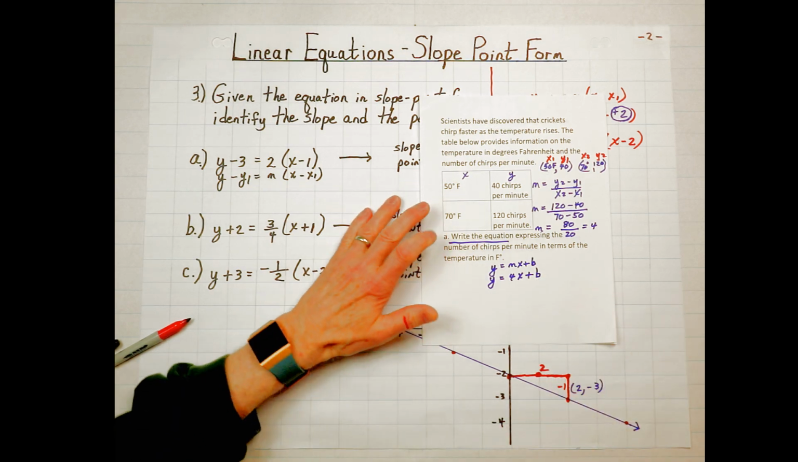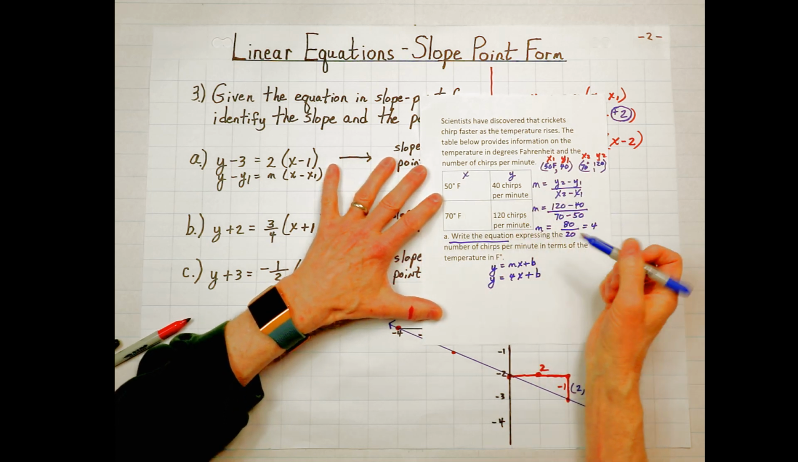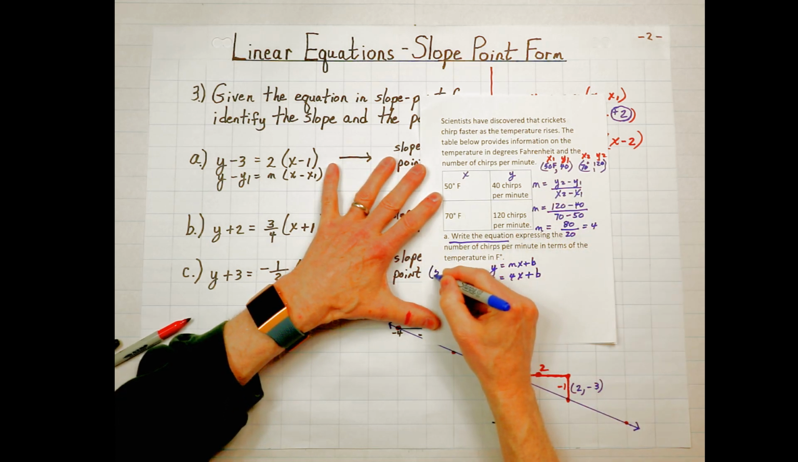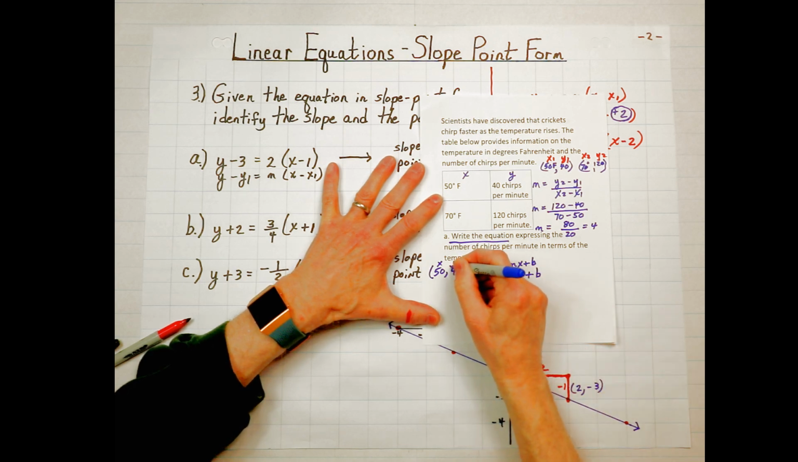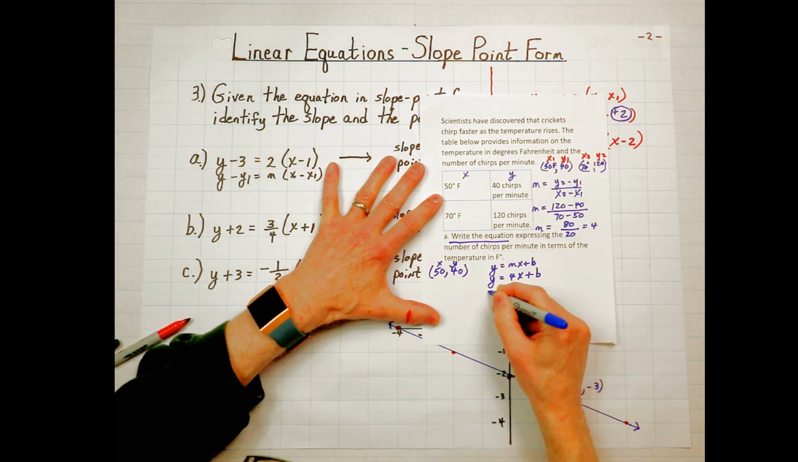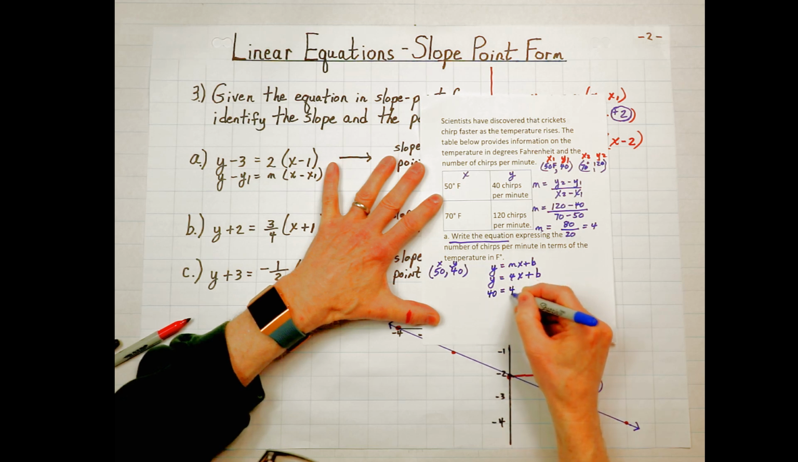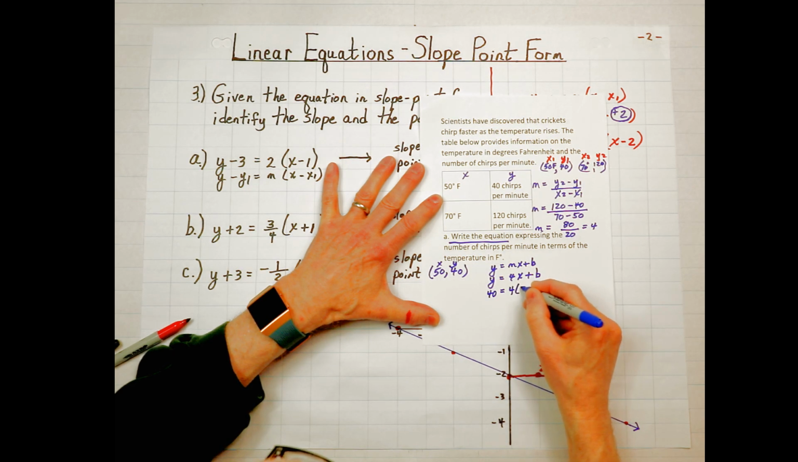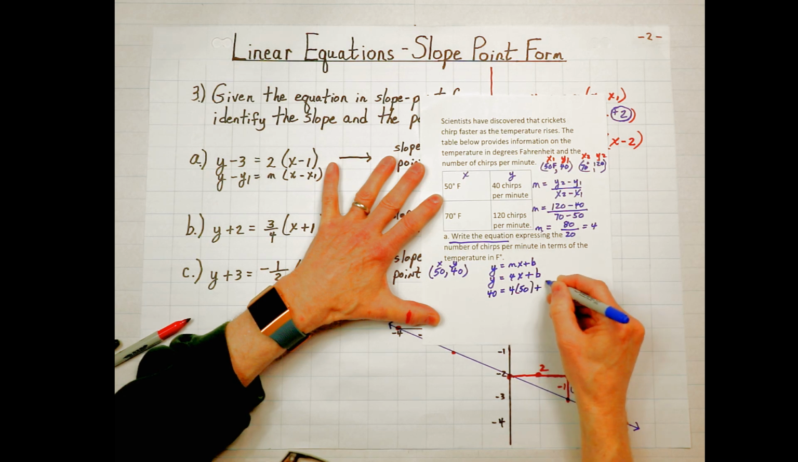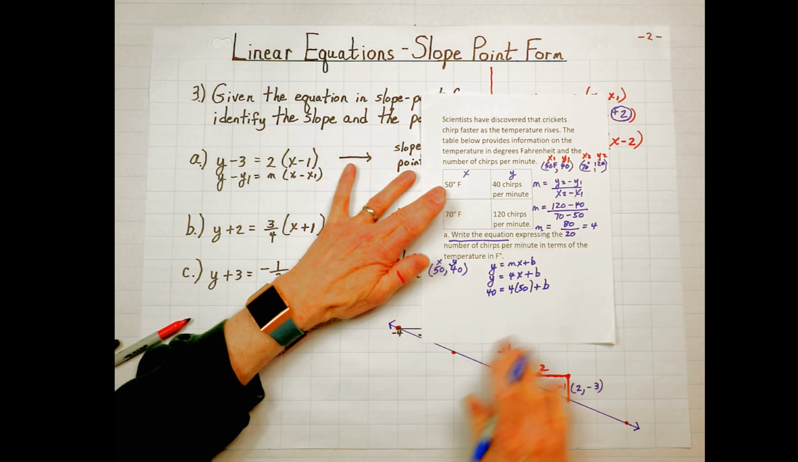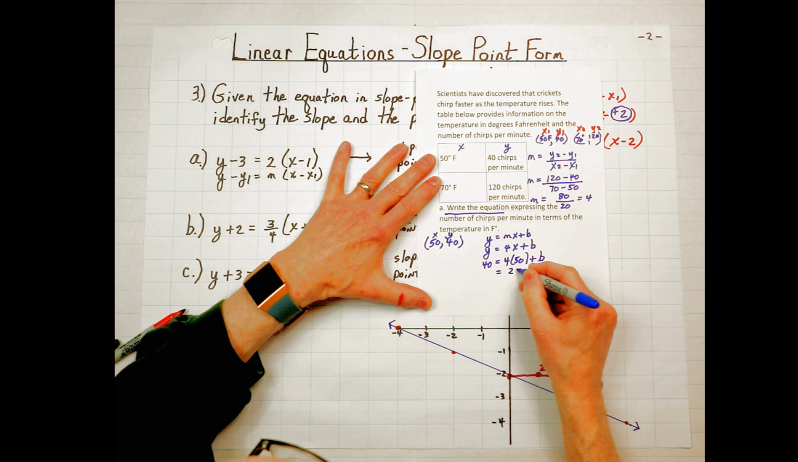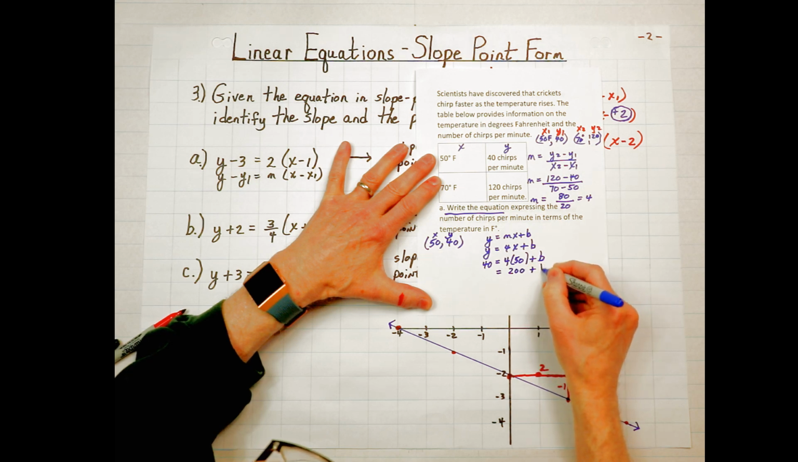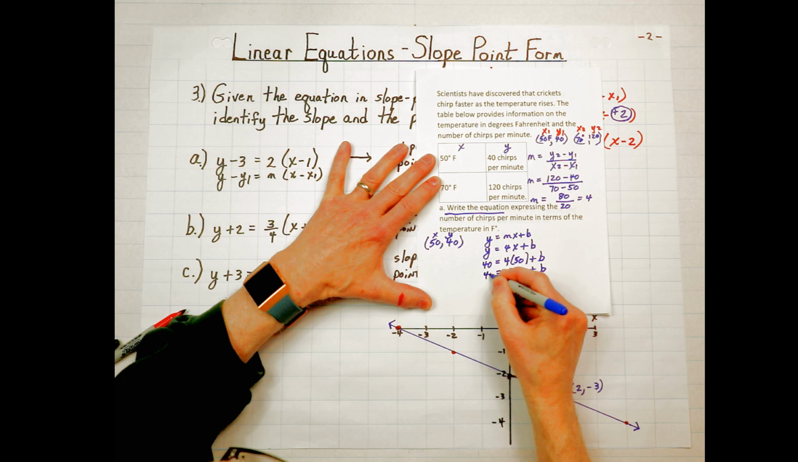So now I have to choose one of these points. I'm just going to go with the one with the lower numbers. Either one will work. So x and y, don't forget that. Okay, y is 40, so it goes there. And x is 50, so it goes in the x spot, plus b. Does that look okay? 4 times 50 is 200. I'll bring down the b, equals 40.